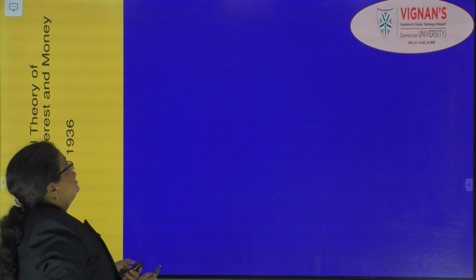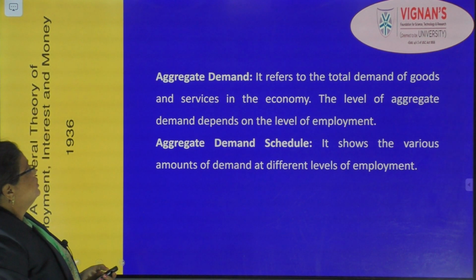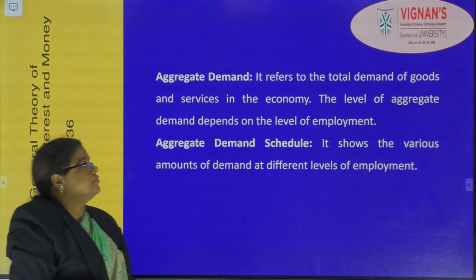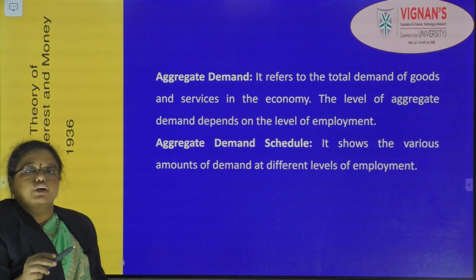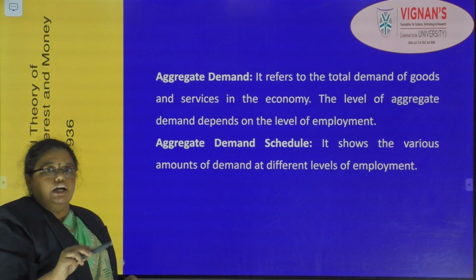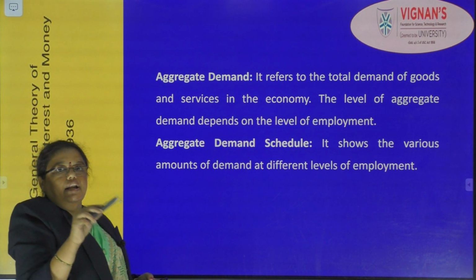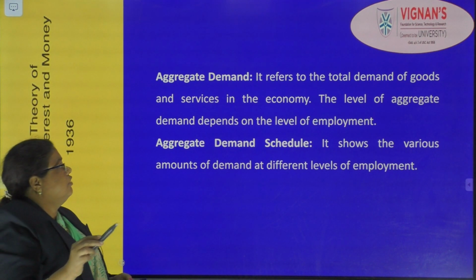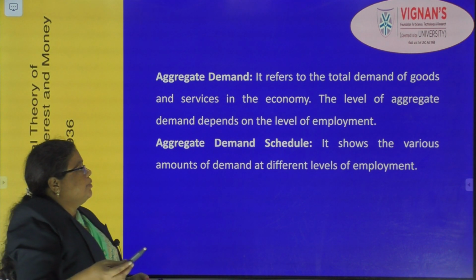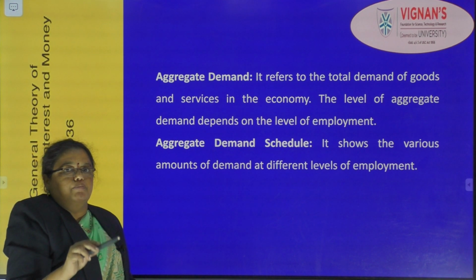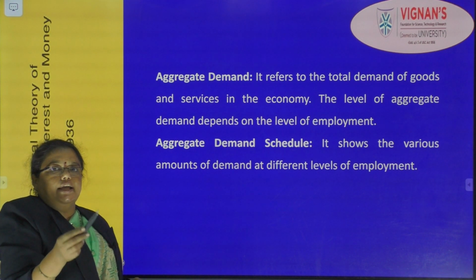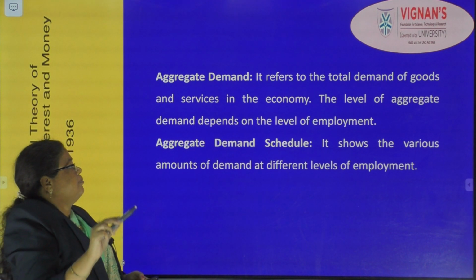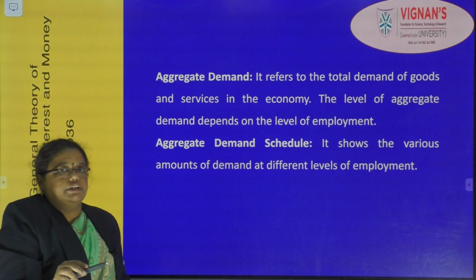Next factor is aggregate demand. It is the total demand of goods and services in the economy. The level of aggregate demand depends upon the level of the employment.